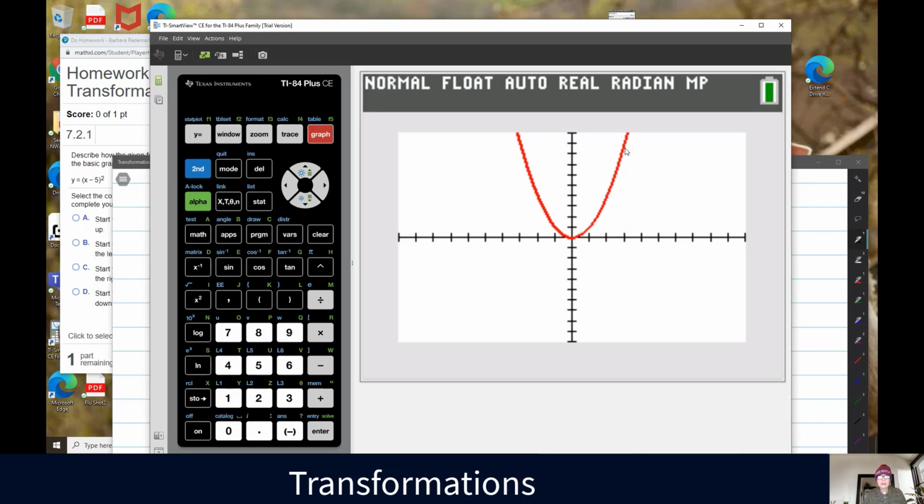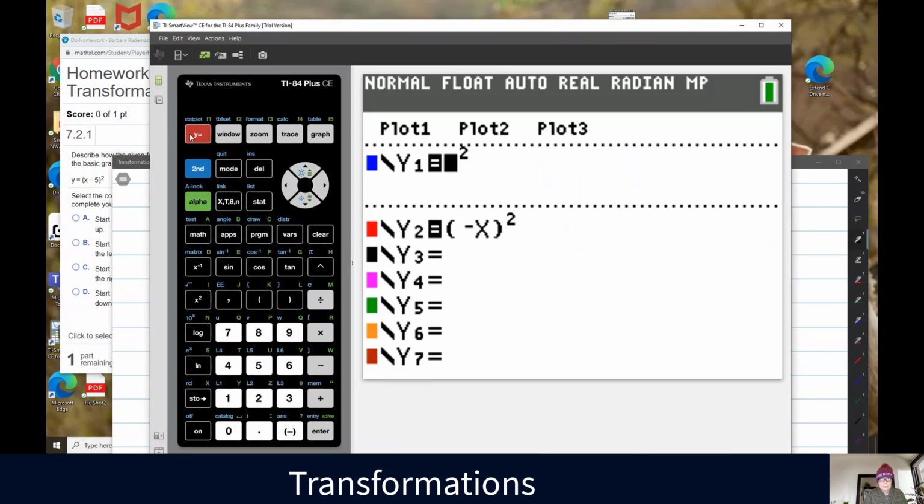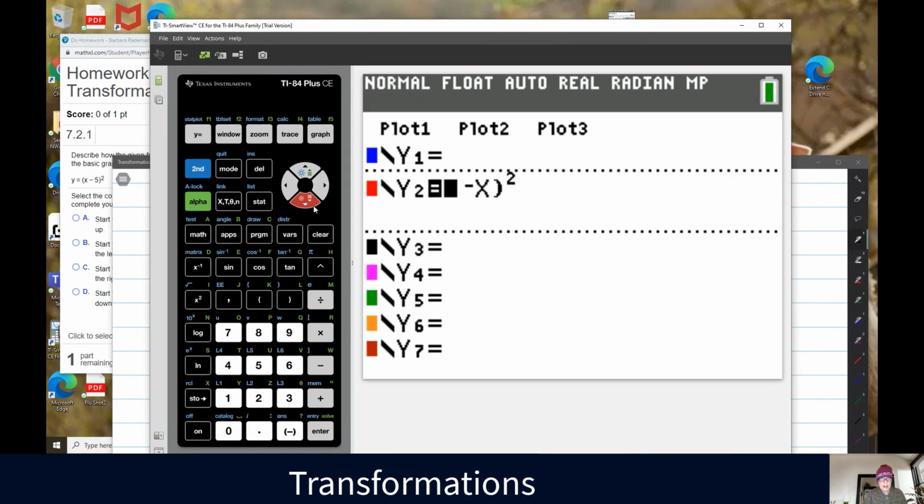You can't see the absolute value graph either. However, you can see the square root of x. So we'll go there.